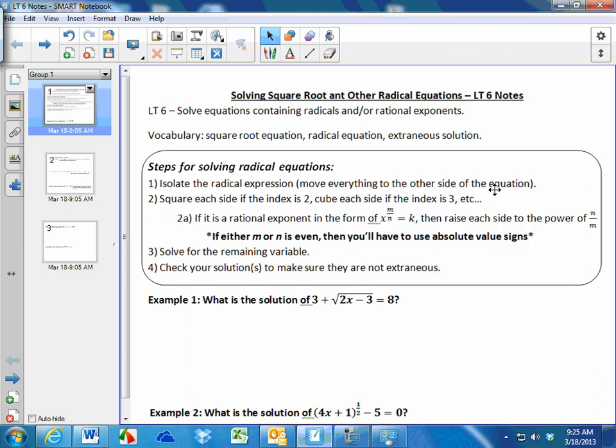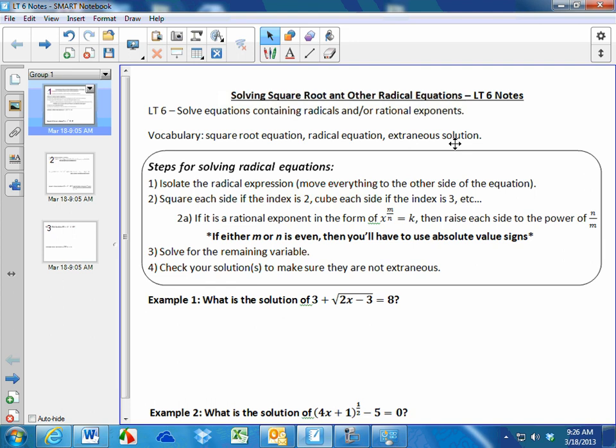All right, today we're talking about learning target 6 for radicals and rational exponents. So we're switching where we're going to be solving equations instead of simplifying expressions. So we're looking for x equals 2, x equals 5, and answer. The vocabulary: square root equation, radical equation, and extraneous solution.